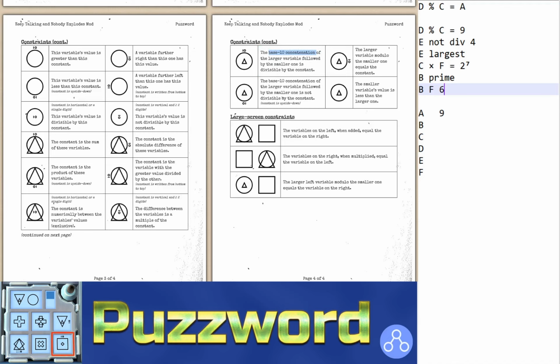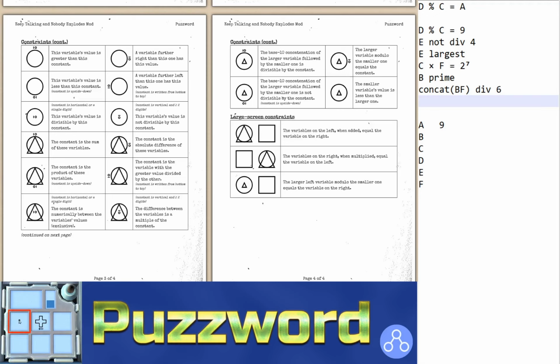What does that mean? So the Base-10 Concatenation means that you take the two numbers and write them right one after the other. So for example, if Bravo is a 12 and Foxtrot is a 15, you just write them like that and you get 1215. Right? But if Foxtrot is just, let's say, 5, for example, then it's just 125, not 1205. You don't have zeros in there. So this is an interesting one. So what does it say about the concatenation? It says that it is divisible by the constant. So the concatenation of Bravo and Foxtrot has to be divisible by 6. So that was this one.